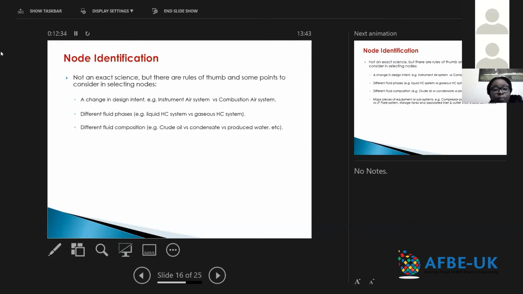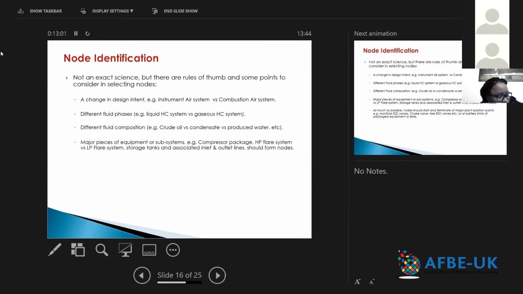Your condensate system will be coming from your separator to the pipeline straight into the export gas, the condensate export pipeline, and so on. Those will form different nodes. You are not able to HAZOP all of those together in one, so you've got to divvy them up into those nodes.